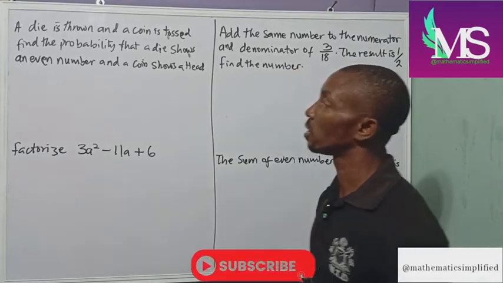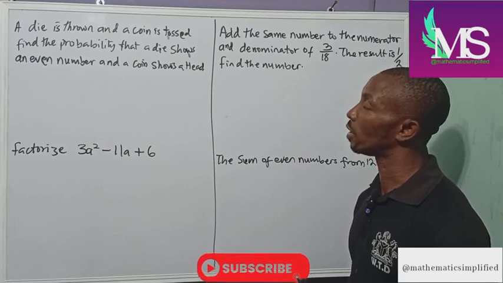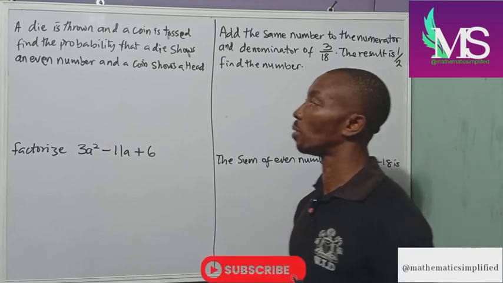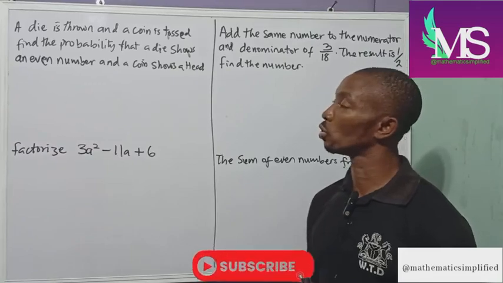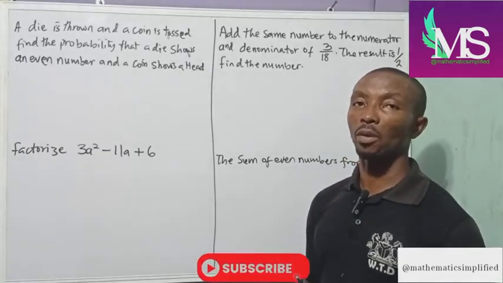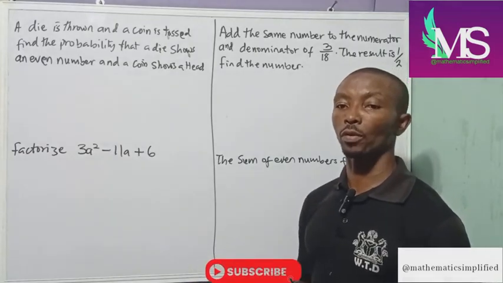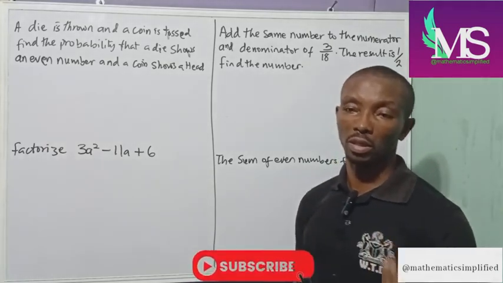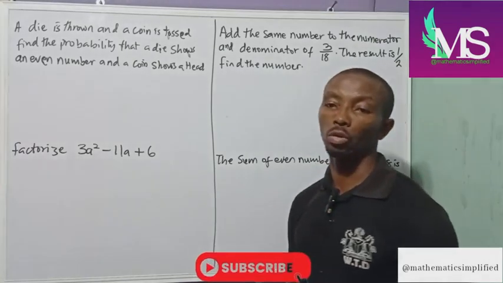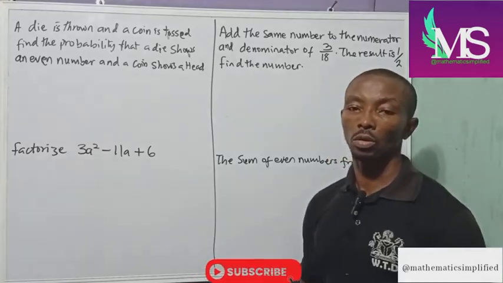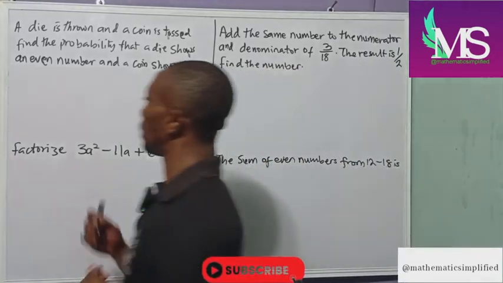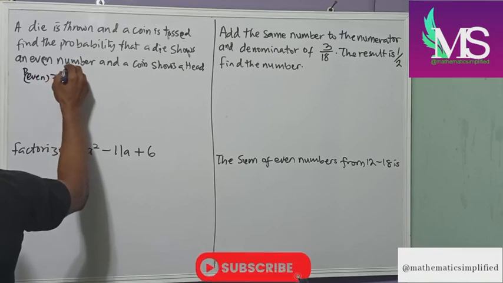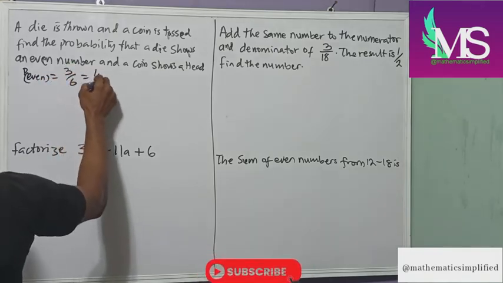Our next question says, a die is thrown and a coin is tossed. Find the probability that the die shows an even number and the coin shows a head. Now we know that in a die we have 6 numbers, 1, 2, 3, 4, 5, 6. Out of these 6 numbers, 3 are even, 2, 4, 6, and 3 are odd, 1, 3, 5. So the probability of an even number would become 3 over 6, which is 1 over 2.